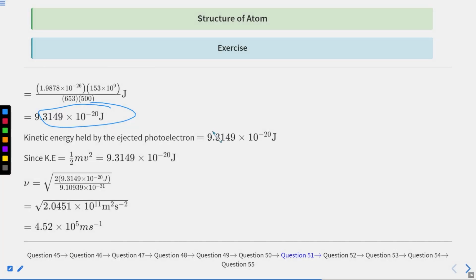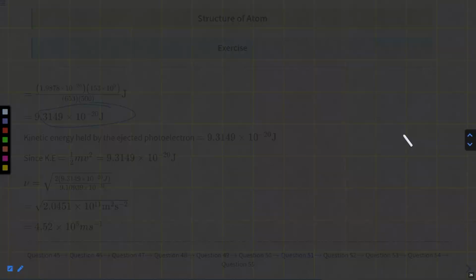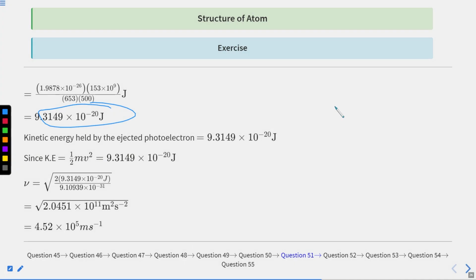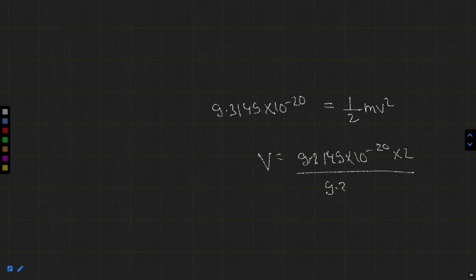Now at last, suppose this value comes out as 9.3149 into 10 to the power minus 20. So this was the energy calculated, and we have to calculate the velocity. So velocity will be equal to root under 9.3149 into 10 to the power minus 20 multiplied by 2, divided by the mass of electron, that is 9.31 into 10 to the power minus 31.